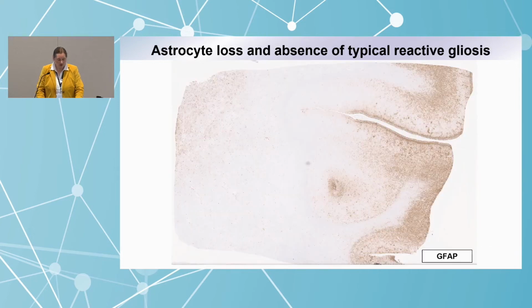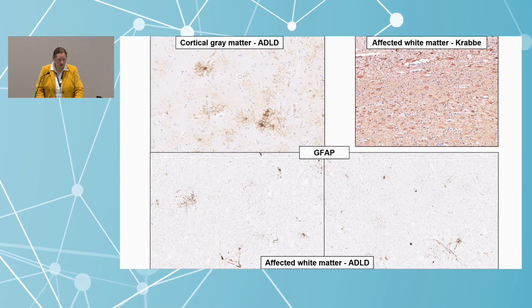But what's most remarkable is that there is an absence of reactive gliosis in these affected white matter regions. Again, here on the low power image of a frontal lobe section, you can see a normal complement of astrocytes in the overlying cortex. There are still some astrocytes left in the deep white matter, but in the area of demyelination, you really have a loss of astrocytes and no reactive gliosis, and that explains the soft consistency that we see on gross examination.